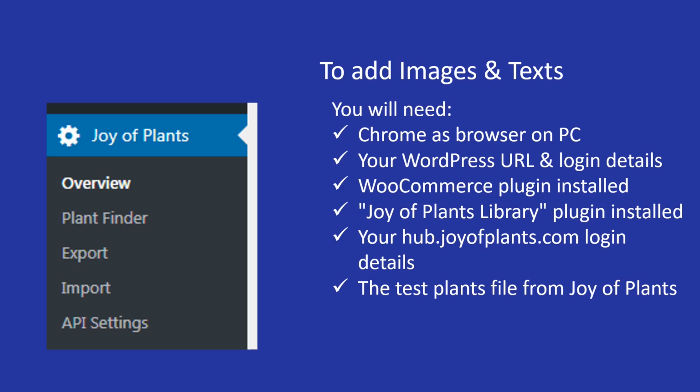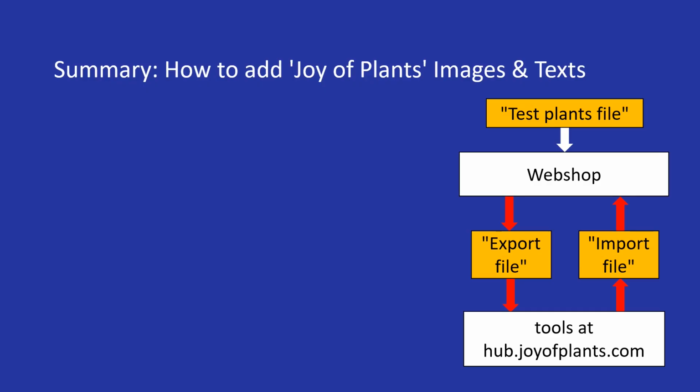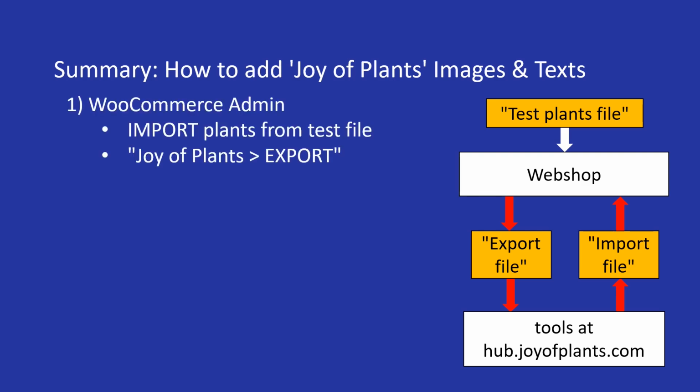First, you need to be logged into your WordPress admin page and also logged into hub.joyofplants.com using the manager login, not the staff login, as you will be changing preference settings the first time. In summary, the process will be like this. In WooCommerce admin, import plants from the test file that Joy of Plants supply using the WooCommerce product import function.